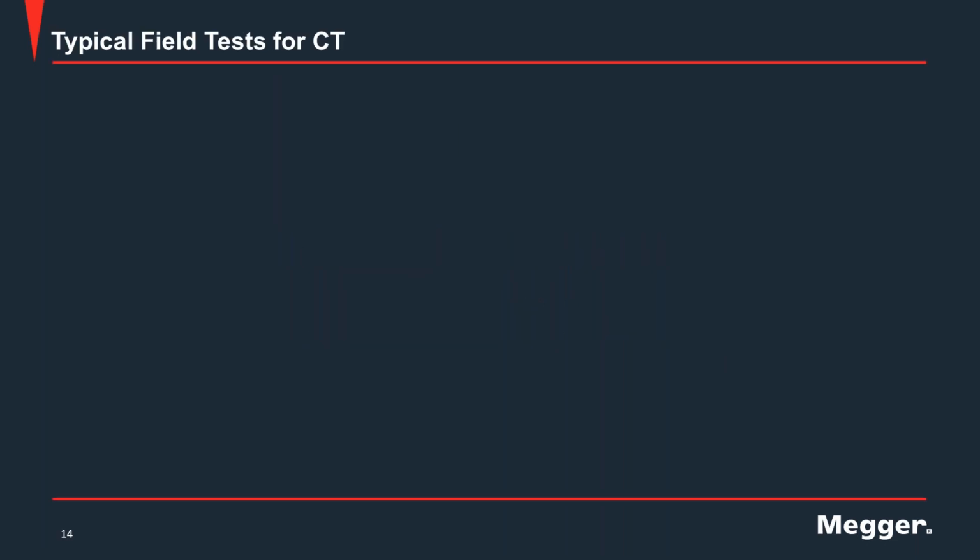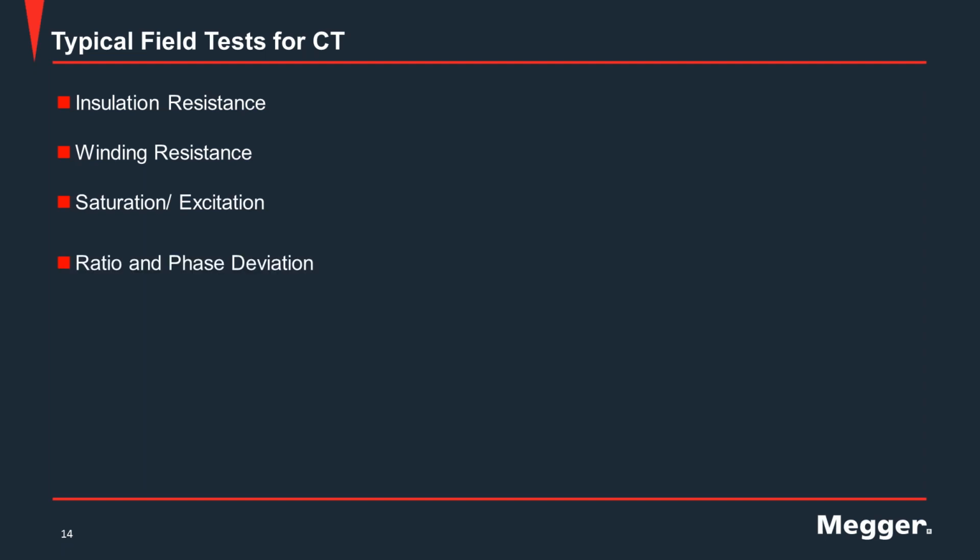Now, let's go on to the testing of the CTs. What are the tests that are conducted for CTs? Number one, we have the insulation resistance. Number two, we have the winding resistance, a very important test. We have the saturation excitation test, also very important, and everything is very important here for the field test. We have the ratio and phase deviation, the polarity, the burden test, and the CT demagnetization.